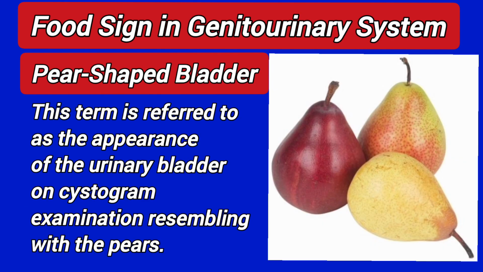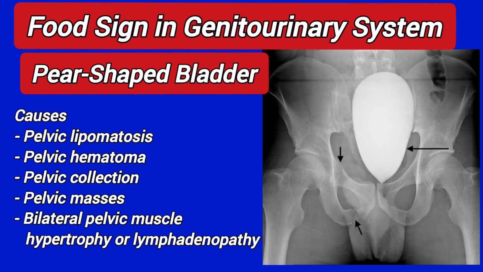Pear-shaped bladder. This term refers to the appearance of the urinary bladder on cystogram examination resembling a pear. The causes for the pear-shaped bladder include pelvic lipomatosis, pelvic hematoma, pelvic collection, pelvic masses, bilateral pelvic muscle hypertrophy or lymphadenopathy.